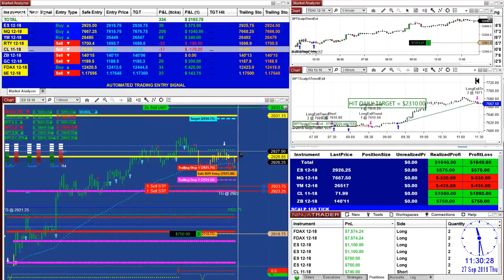And we're about to have a new signal, guys, on the Nasdaq. So it should come out very soon. A new signal entry on the Nasdaq should come out very soon.